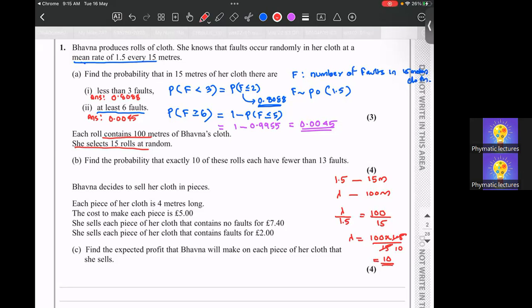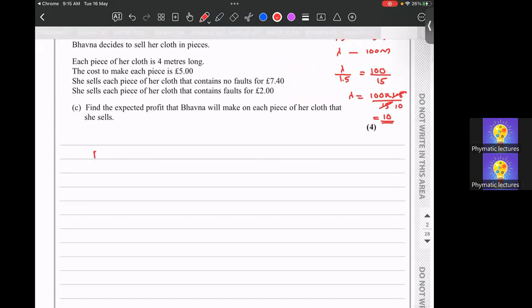So here we will be defining a new random variable R. What is the speciality of R? Number of faults in 100 meter cloth.